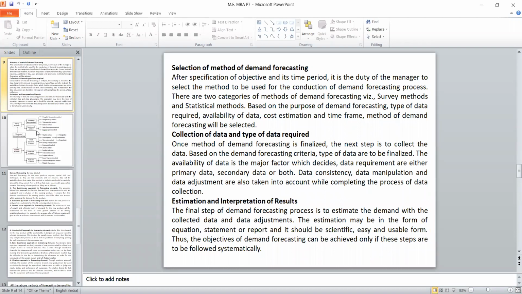Suppose it is an existing product, then we can use the statistical method. Suppose it is a new product, then we have to use different approaches. Whether it is qualitative or quantitative. Qualitative means survey methods we have to use.